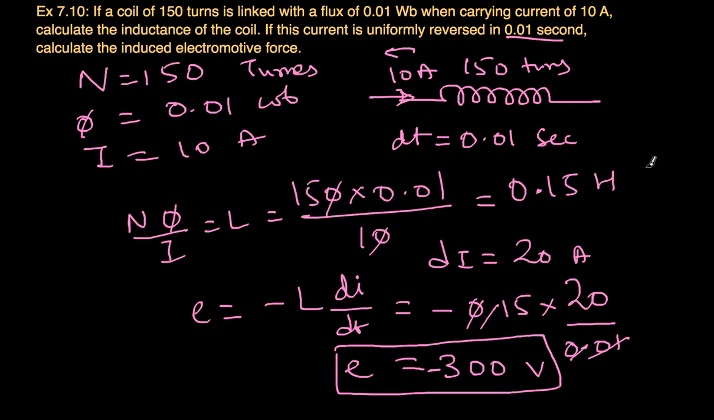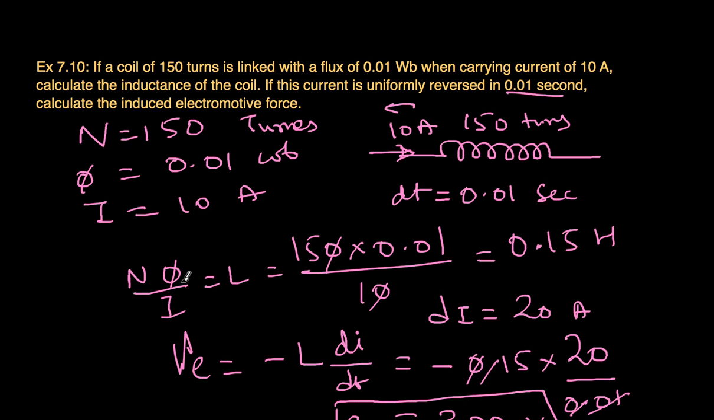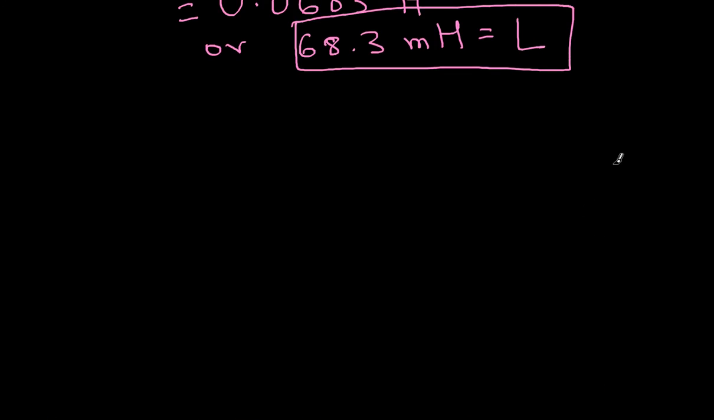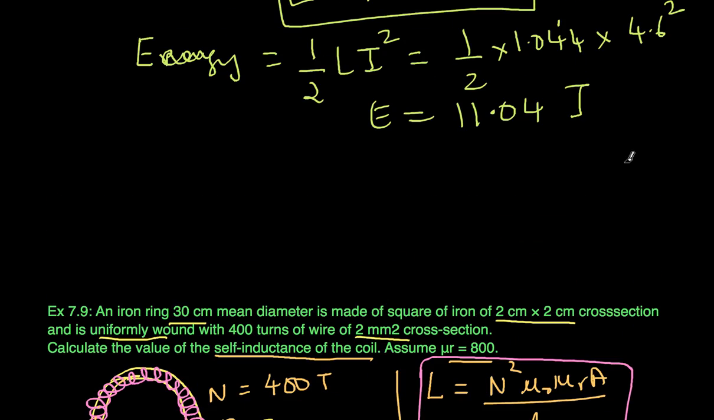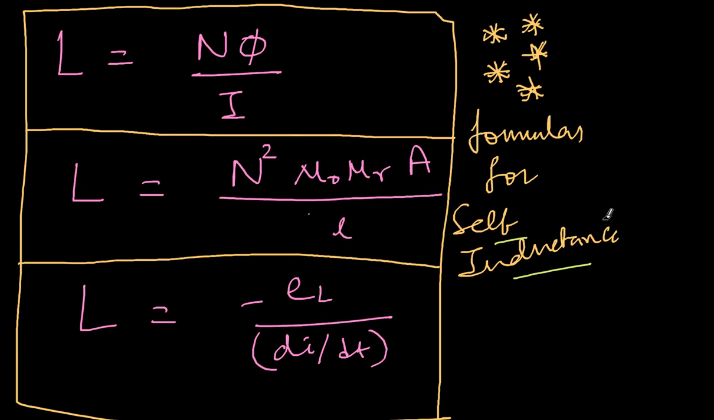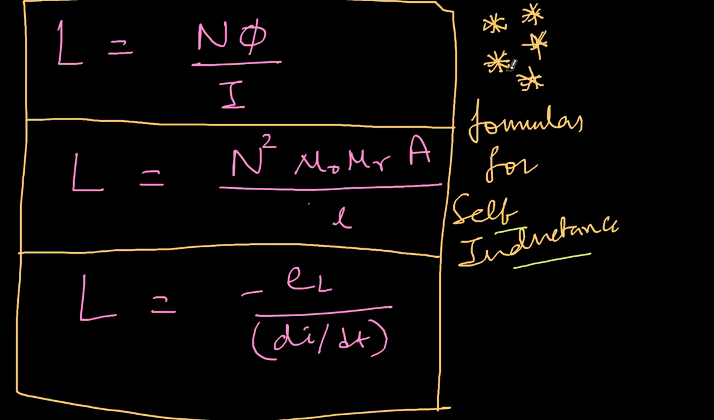So this is one more example where you can use this kind of formula for the inductance. I hope you are learning some applications of inductance. Inductance is a very important electrical property of materials. Using these three problems, I hope you got some idea about it. Let's see if we have more problems. To summarize, remember these formulas. These are three ways you can define the self-inductance. Thank you.